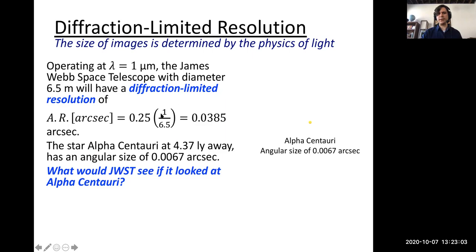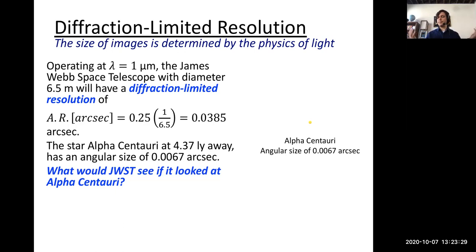I can use that equation: 0.25 times the wavelength, 1 in microns, divided by the diameter measured in meters, 6.5. Calculate that away, and I get the angular resolution of the James Webb Space Telescope is 0.0385 arc seconds. That's the smallest image that the James Webb Space Telescope will be able to make. It's the smallest amount of detail it can see.